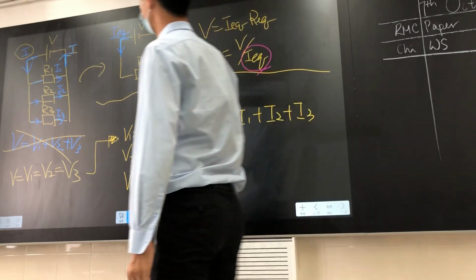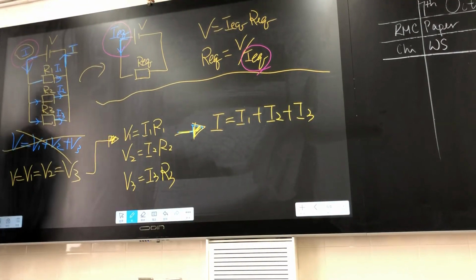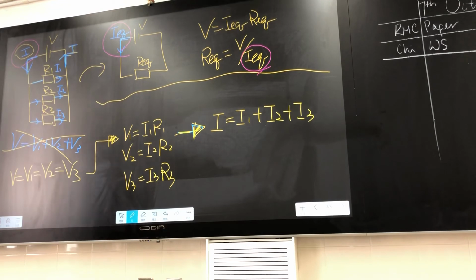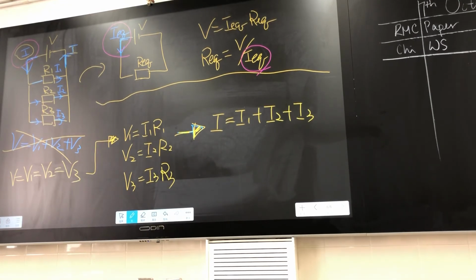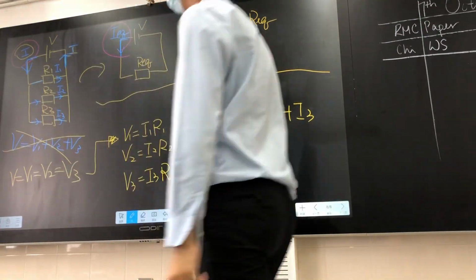This IEQ, the I on this side and the I on this side are the same. These two circuits are supposed to be the same. Okay? So the current flowing out from the battery should be the same.